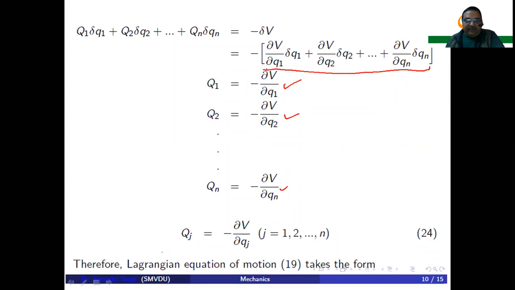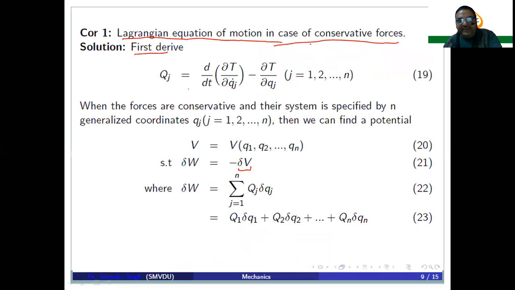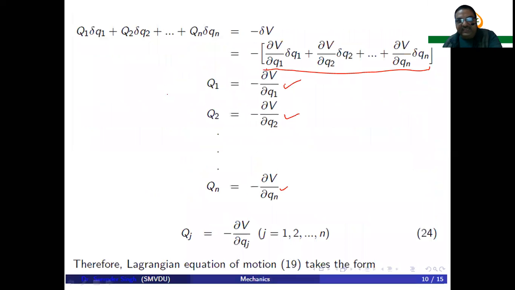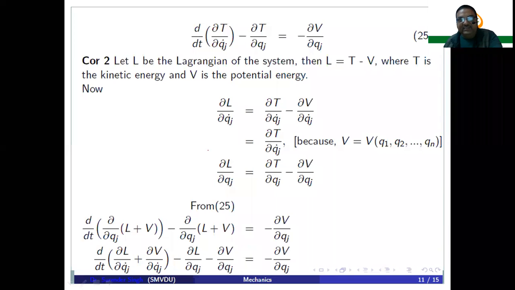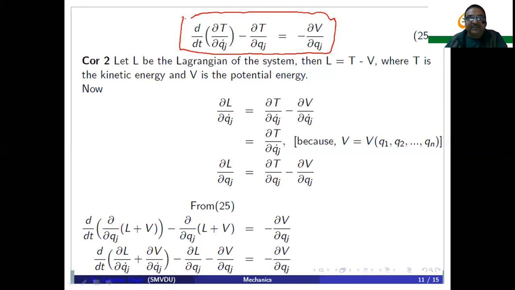Now, if you substitute this value in the Lagrangian equation of motion, equation number 19, you substitute the value of Qj over here. What is Qj? Qj is minus of del V over del Qj. Then equation 19 takes this form. So in fact, the Lagrange's equation of motion for a conservative system comes out to be this. It is given by equation number 25.